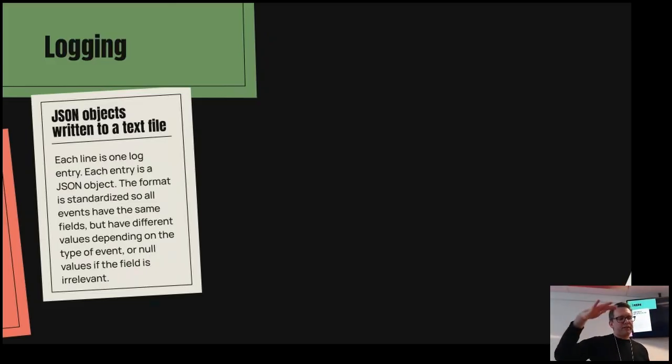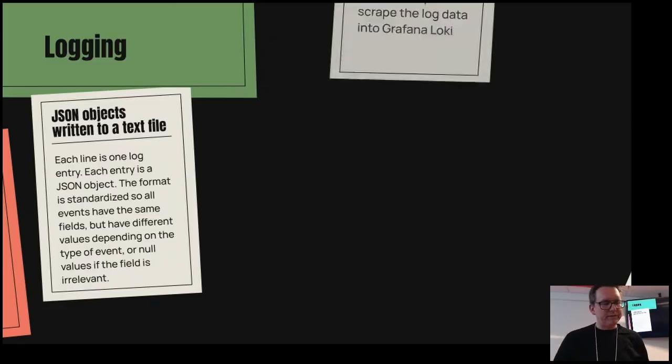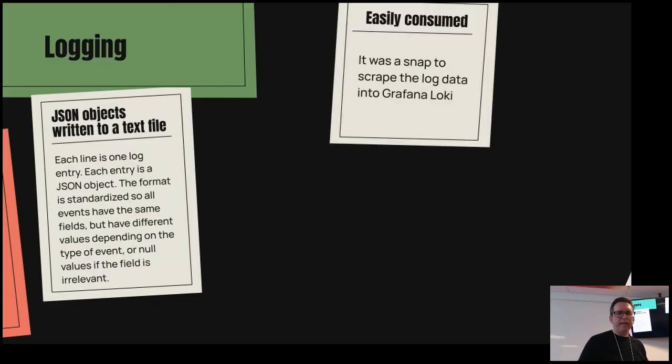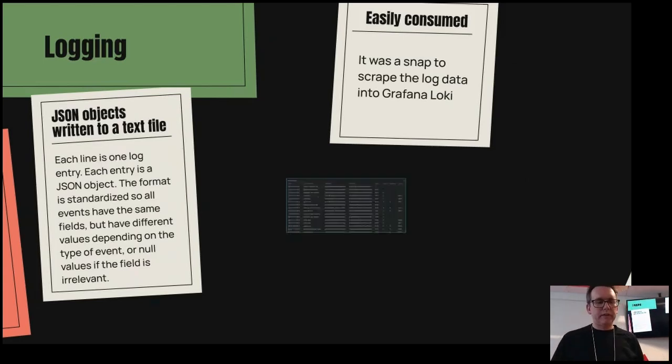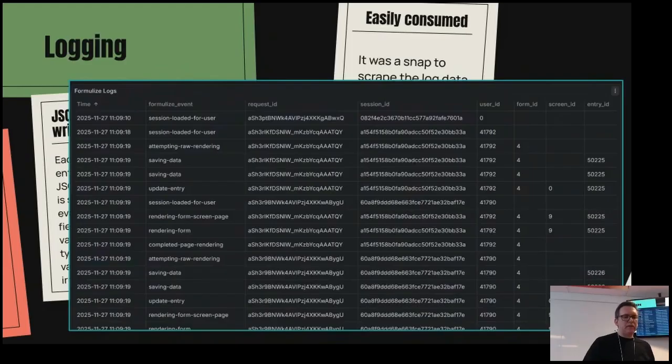We set up each line of the log as one log entry. Each entry is a JSON object, and the format is standardized. So every line is consistent in structure. They don't all have every field filled in because not all the fields are relevant. It depends on what the log event is. This made it easy to scrape all the log data into Grafana Loki, which we set up for this particular instance. The logs look like that.